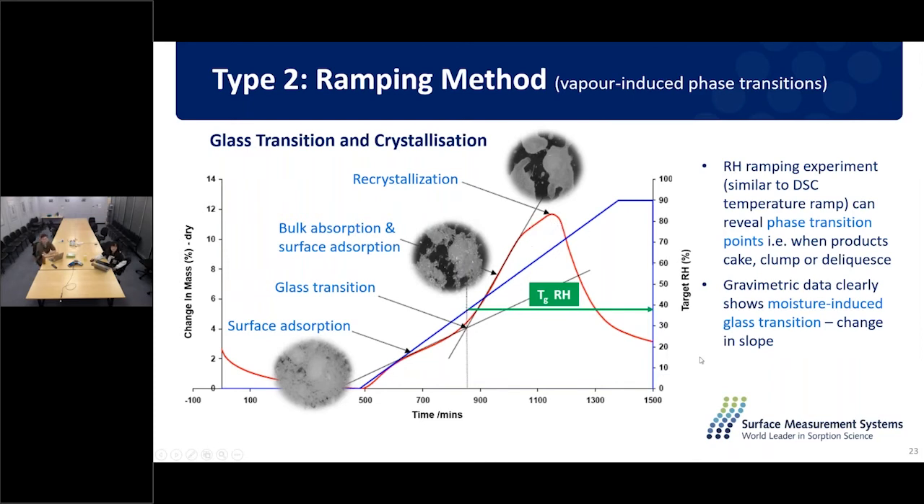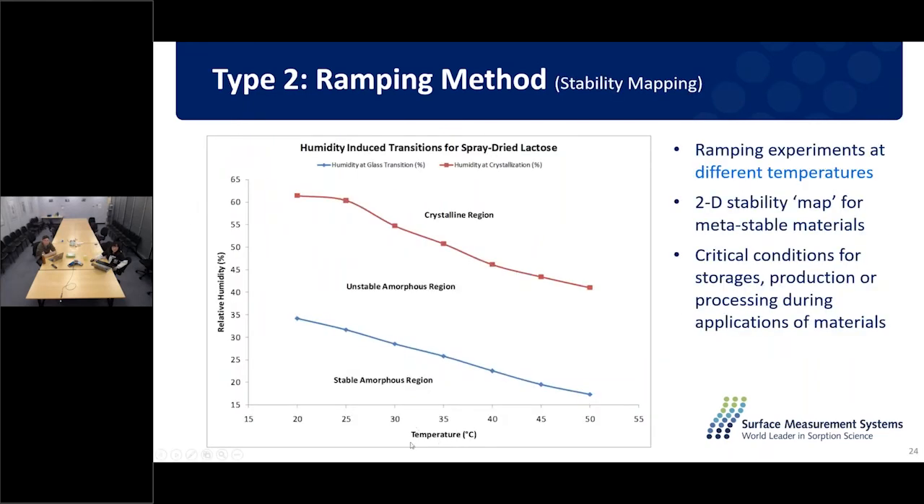material. And if we perform the same experiment at different temperatures here, we can get a nice correlation between the temperature and relative humidity for the prediction of the stability of this material. So at each temperature, we can get two critical points, and with a wide range of different temperatures, we can get the blue line here for the glass transition and the red line here for the crystallization.